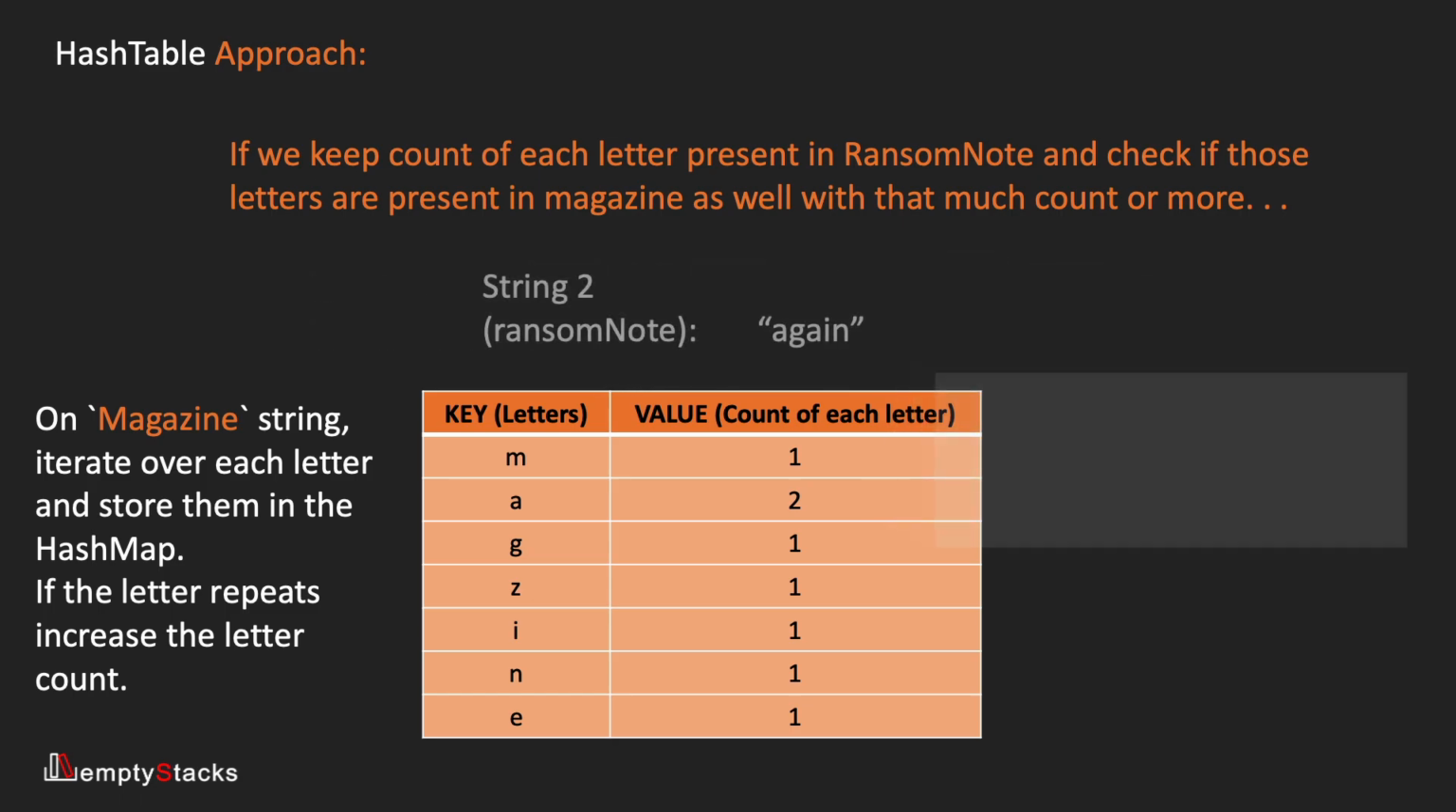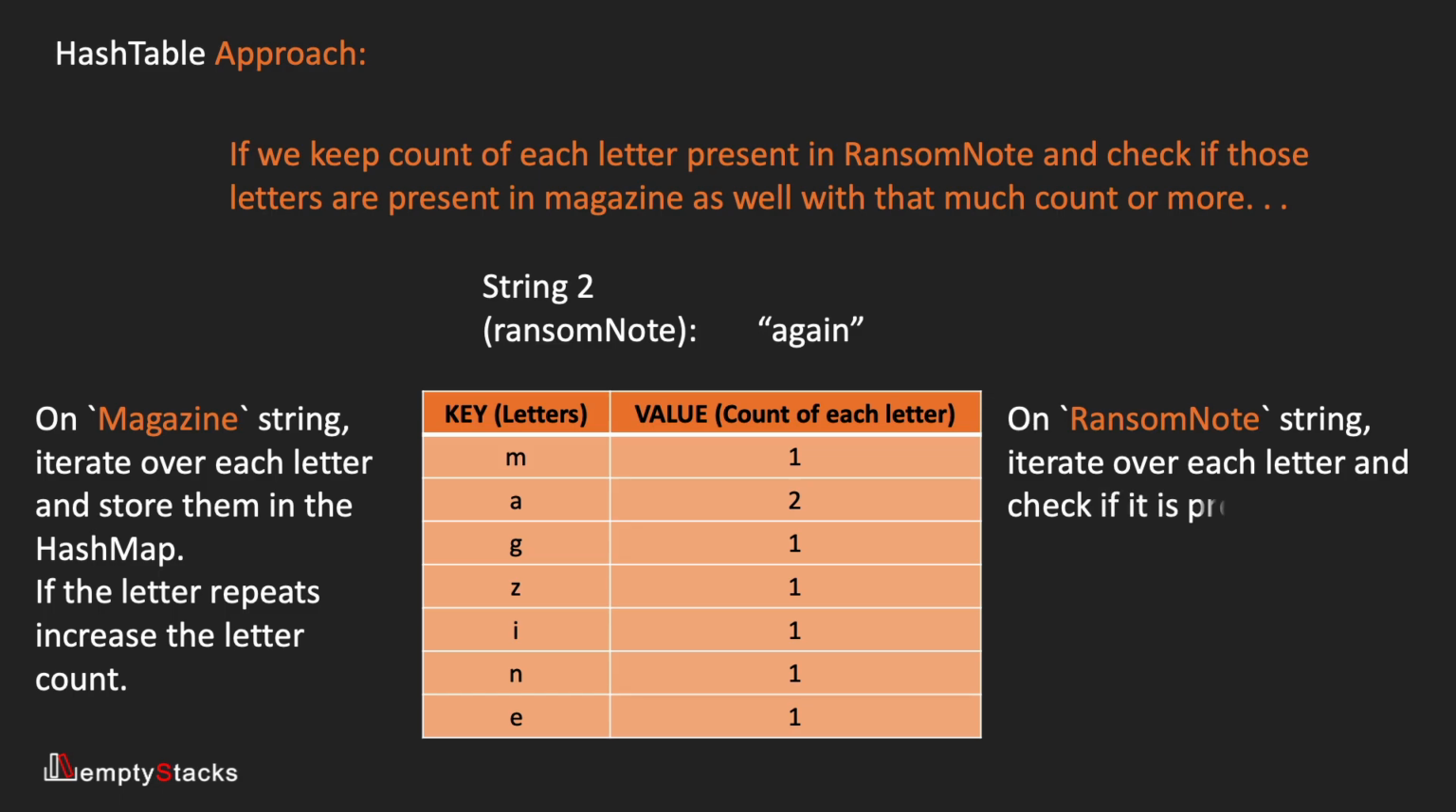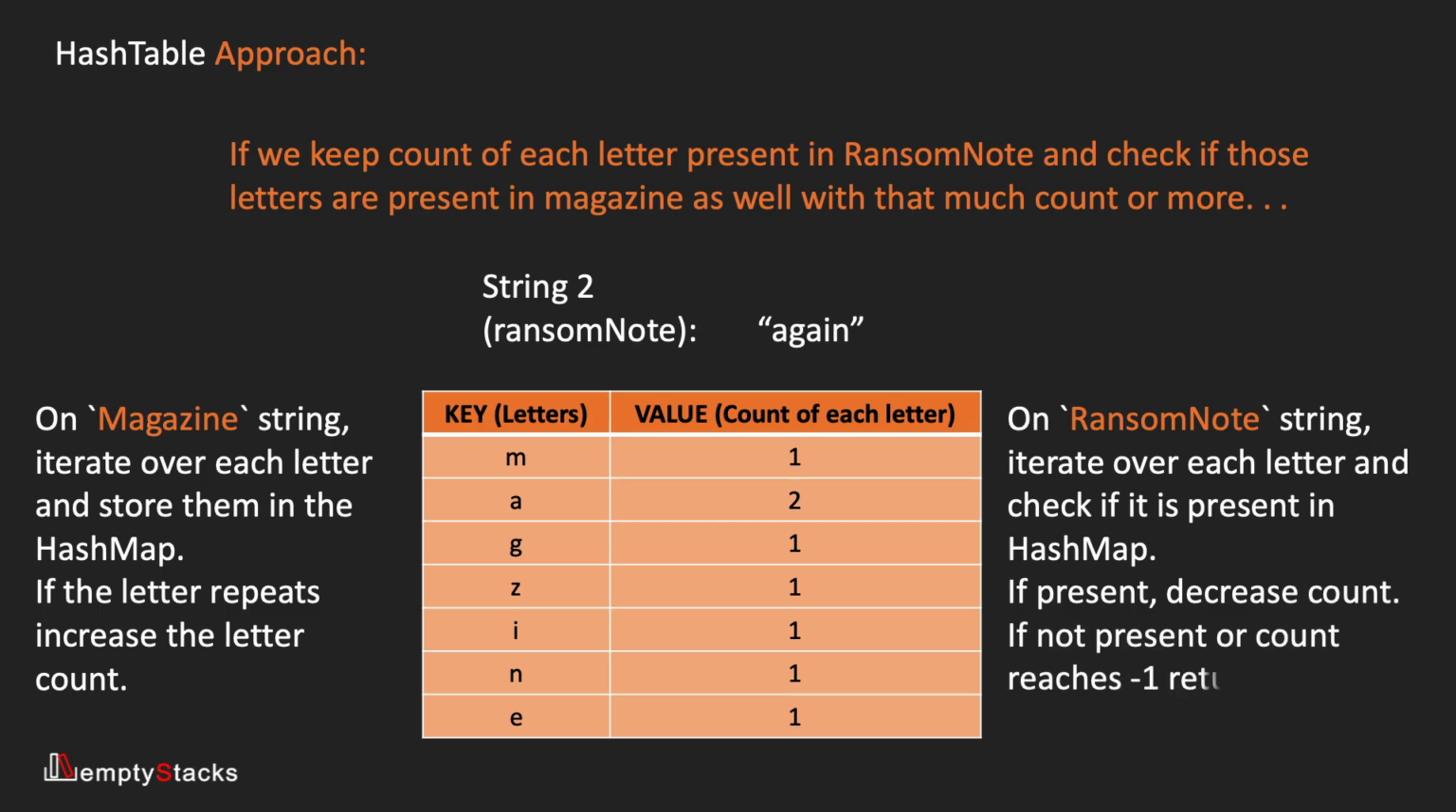Now let's look at our ransom note. We iterate over it as well, and for every letter in ransom note, we check if it is present in the map. If it is present, we decrease the count for that letter by 1. If it is not present in the map, or if the count has reached -1, we return false. Else finally, we return true. Let's see this in action.